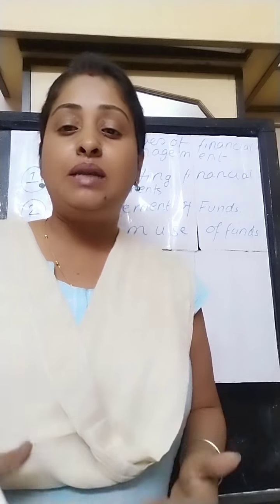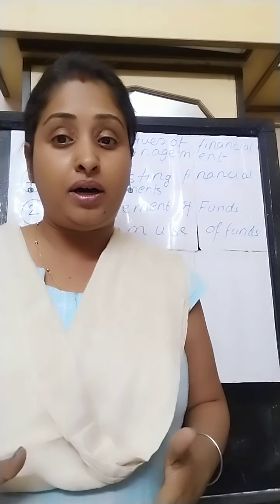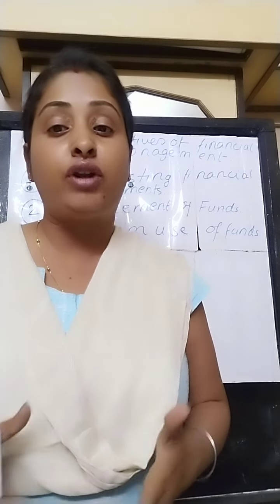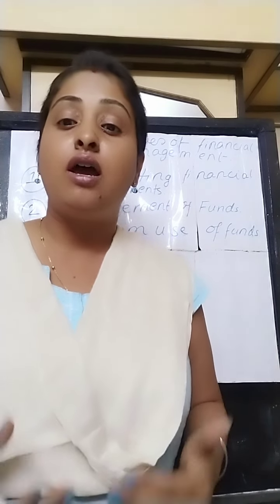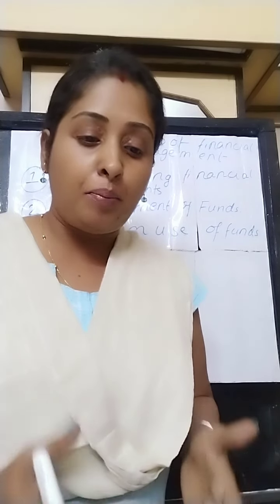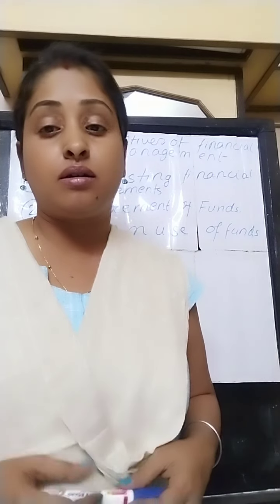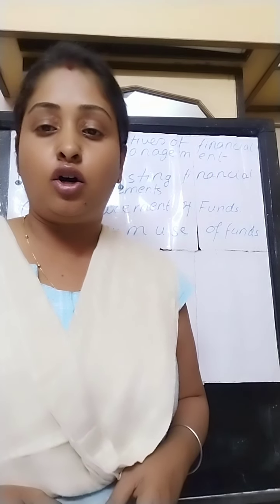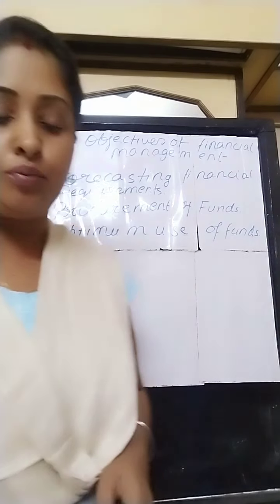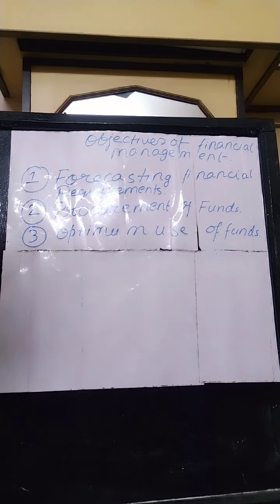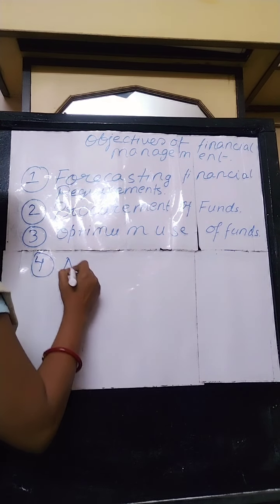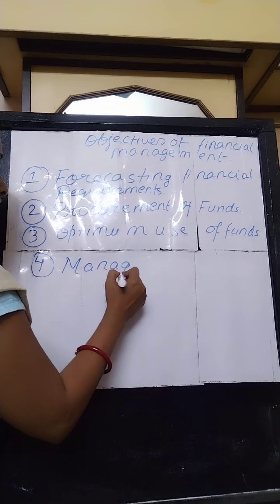That means minimum wastage must be there, and proper and equilibrium utilization should be there in different programs, in different projects, wherever finance is applied or implemented. So optimum use of these procured funds is a very important objective of financial management. Now we come to the next important objective, and that is management of assets. That is also very, very important. Fourth important point is management of assets.